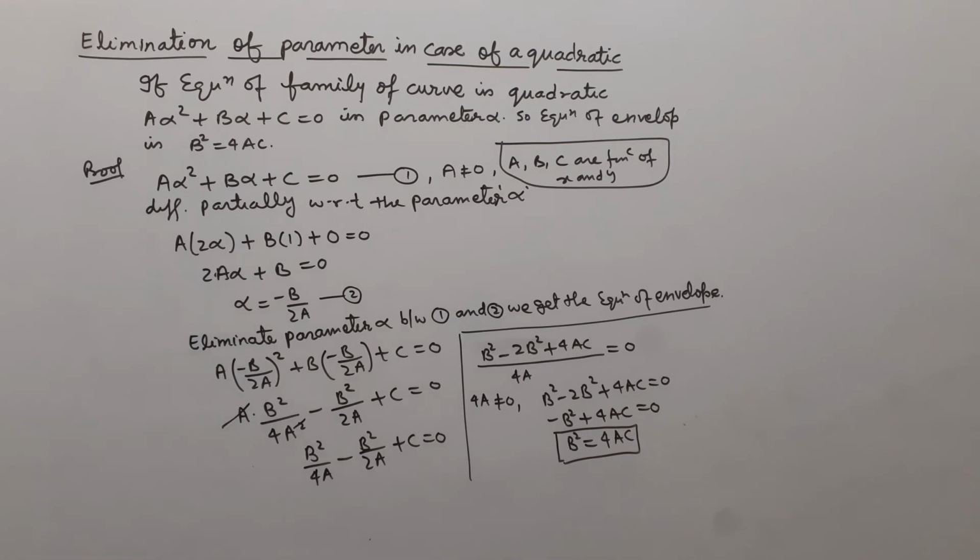So when the equation of a family of curves is quadratic in parameter alpha, we can always write the equation of envelope as b square is equal to 4ac. Whenever the equation of a family of curves is quadratic in parameter alpha, we can directly write the equation of its envelope as b square equal to 4ac.